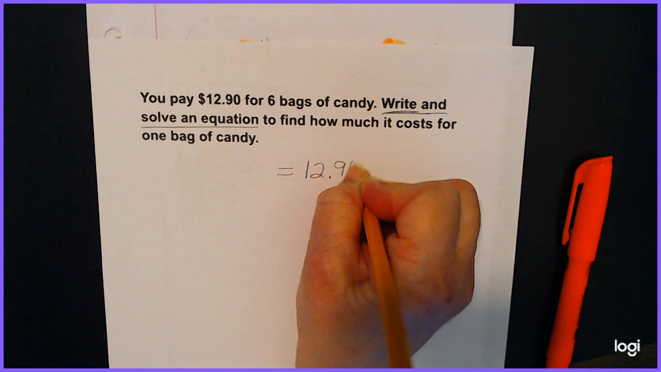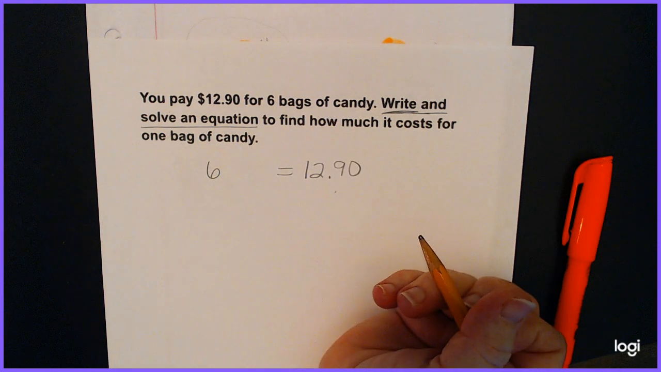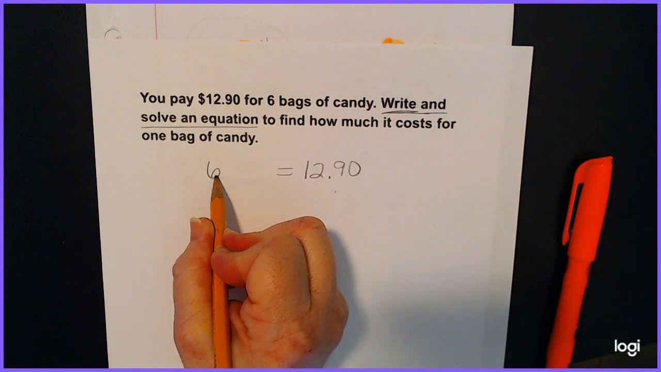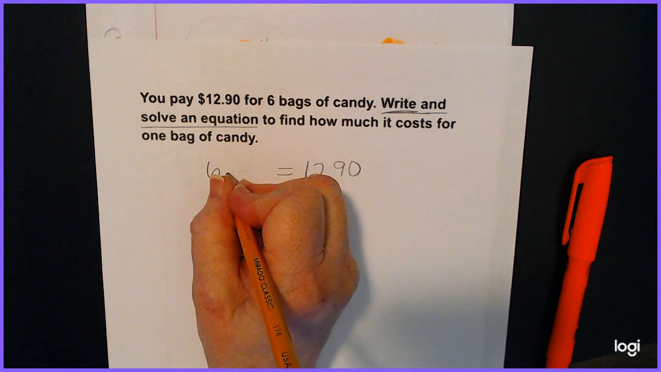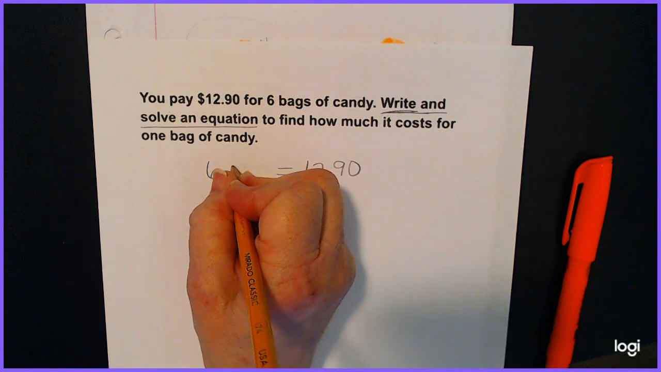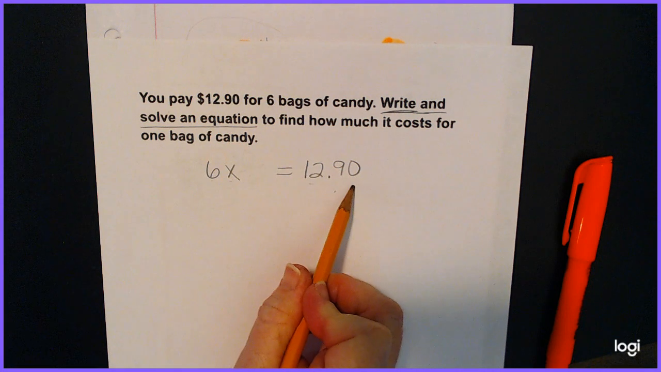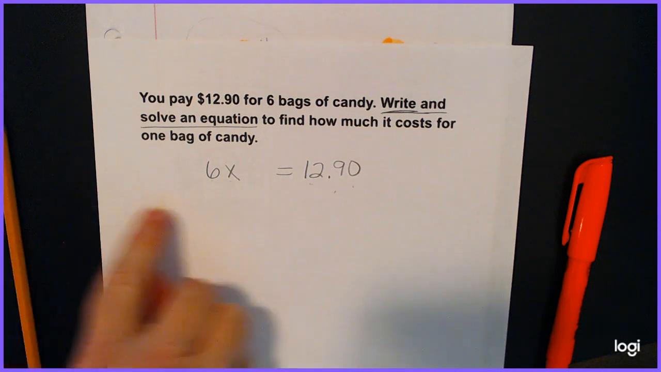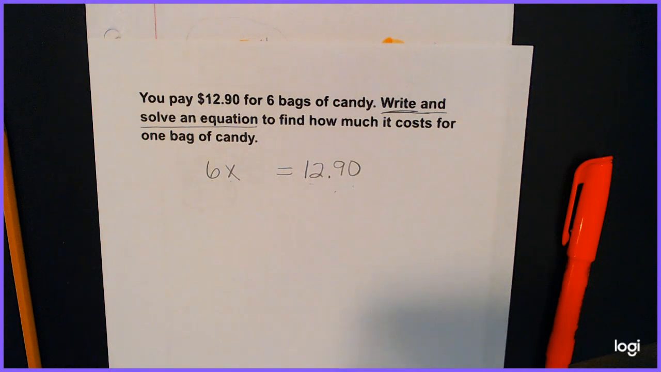So if I had a problem like this, I probably would say, well, I'm paying $12.90. So that's going to go over here. I have 6 bags of candy times how much the price is. So that would be 6x. 6 times x equals $12.90. Then here's my equation. That's step 1. Step 2 is now I have to solve it.